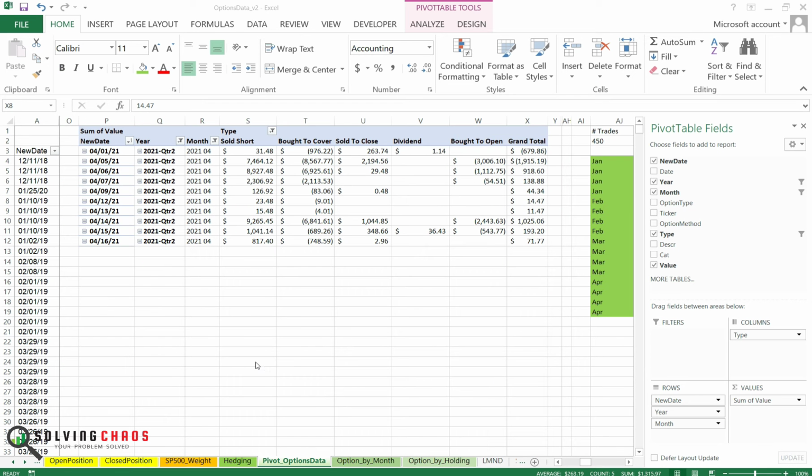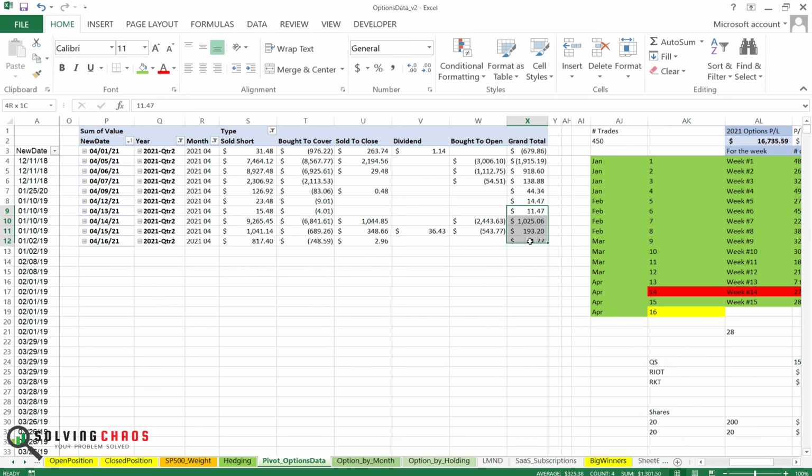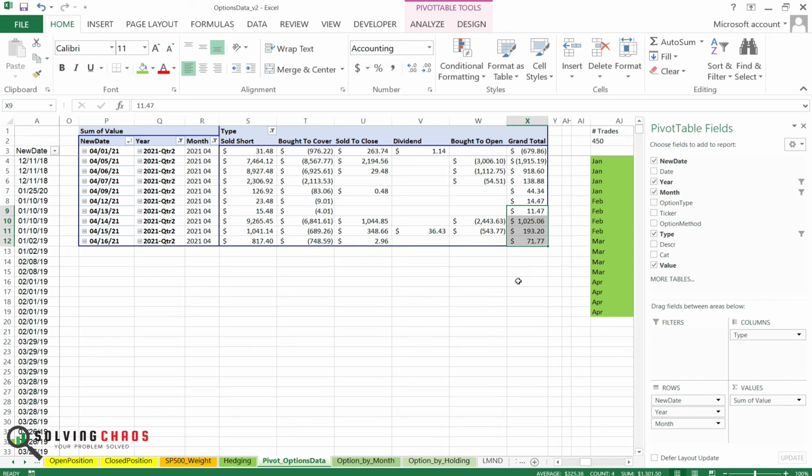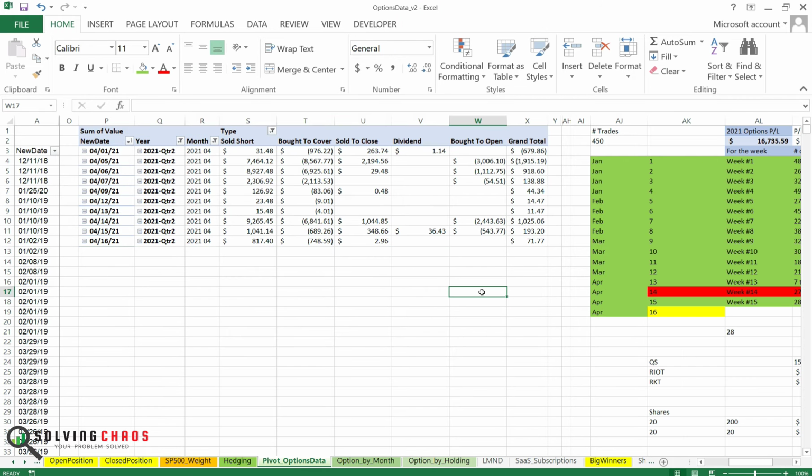So let's just go over this real quick. So I made $1,300 this week if you just look at the pivot. But that doesn't mean I'm out of trouble yet. I still have a couple iron condors where I'm being tested on the call side. And it's pretty close to my short call.